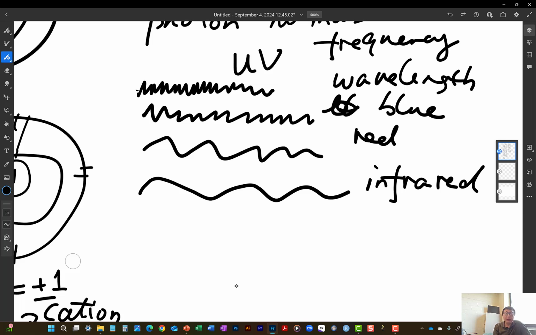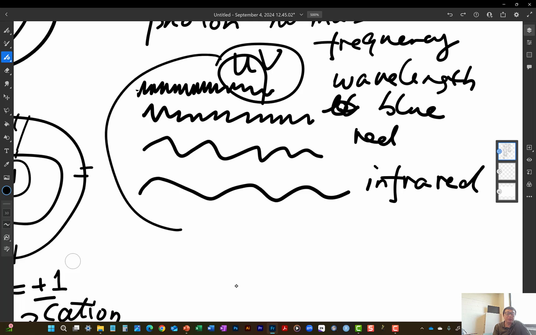For us, the visible range is from blue to red. We can see them, but infrared we can feel as heat. But UV we cannot feel, and above UV you have X-ray and gamma ray. We cannot feel them, but it doesn't mean they do nothing.